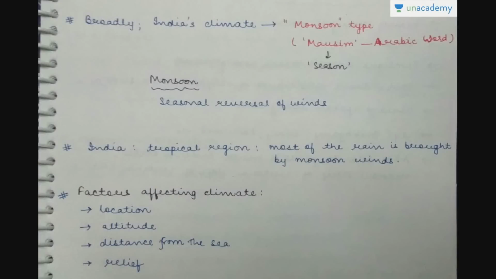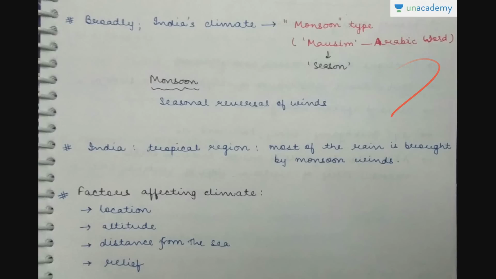Then broadly, if in one word you are asked what type of climate there is in India, we say that we have a monsoon type of climate. Now this word monsoon is derived from the term mausim, which is an Arabic word. The meaning of this word is season, and monsoon means the seasonal reversal of winds. That is, in different seasons the wind changes its direction. Seasonally the winds reverse. So if it is coming from here, then it moves like this.